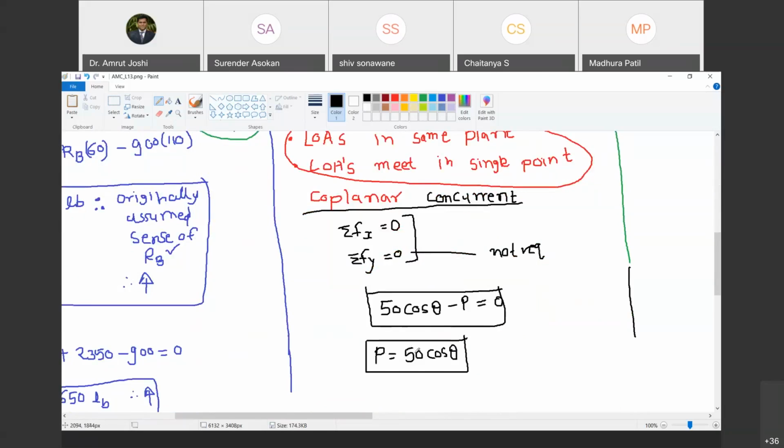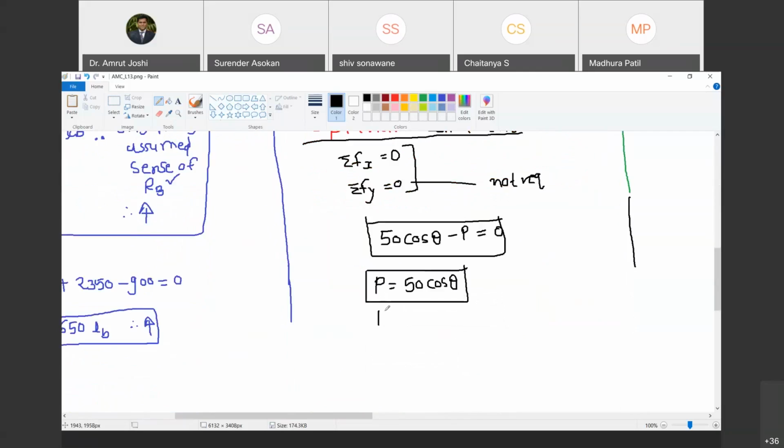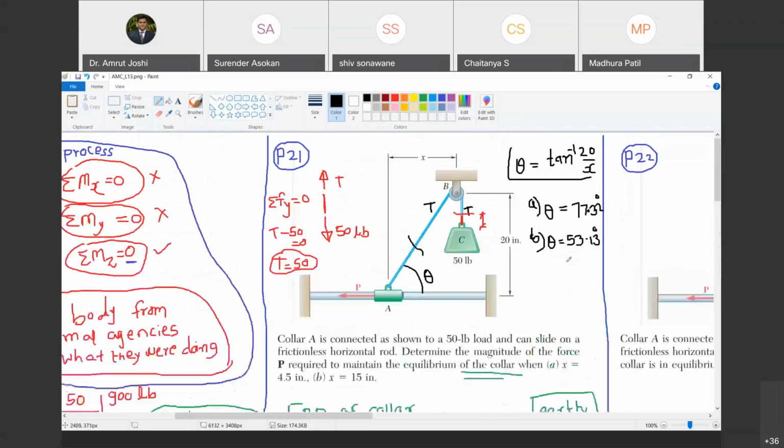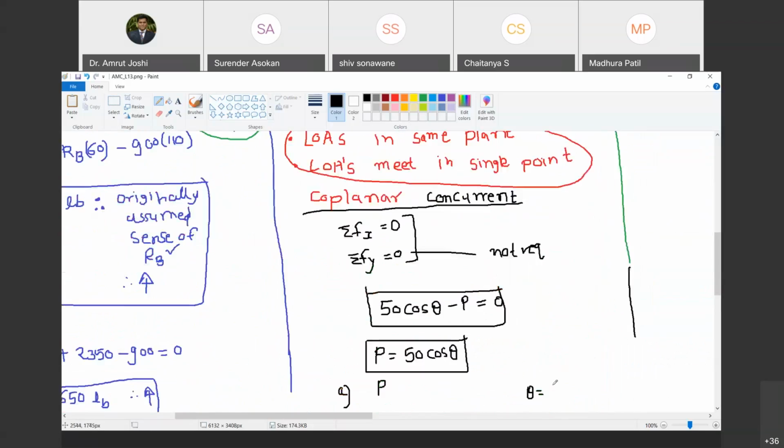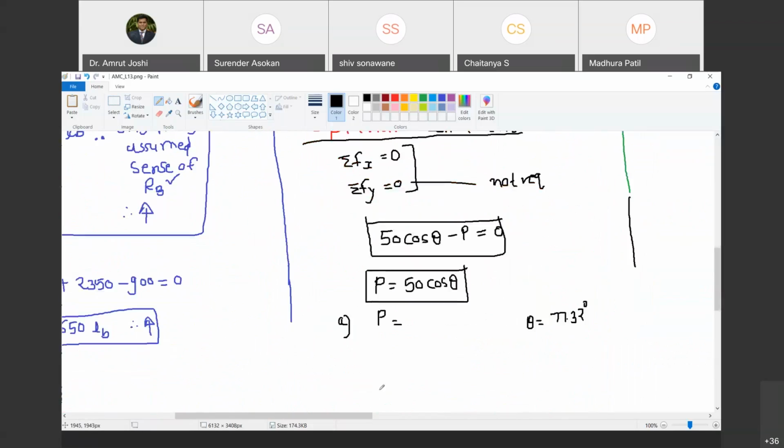Chalo. So tell me the value of P now for case A. For case A, theta is equal to कितना है theta? 77.32 degree. Are you with me? Yes, sir. So tell me how much is P? 10.975. 10.975 यूनिट बोलो. पाउंड. Pounds. यूनिट के बिना कोई मतलब नहीं. Are you with me? Yes, sir.